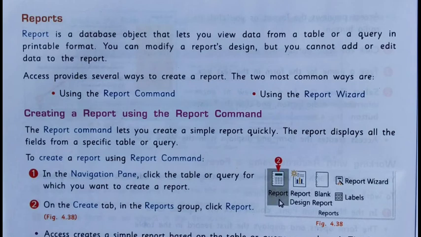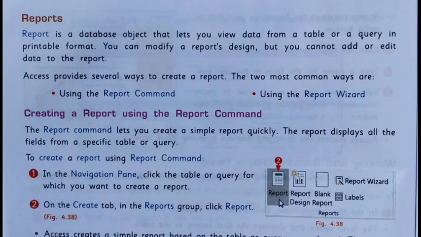Then Reports. A report is a database object that lets you view data from a table or a query in printable format. You can modify a report's design, but you cannot add or edit data in the report. Access provides several ways to create a report. The two most common ways are using the Report command and using the Report Wizard.